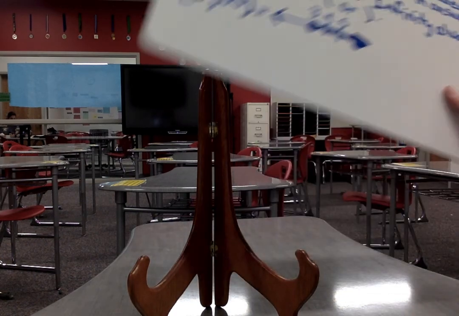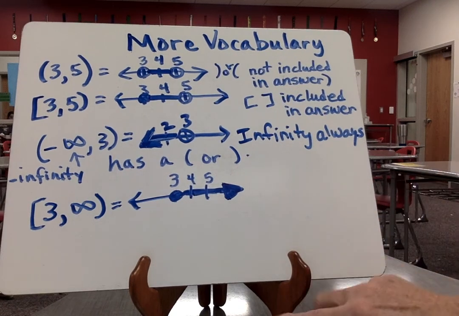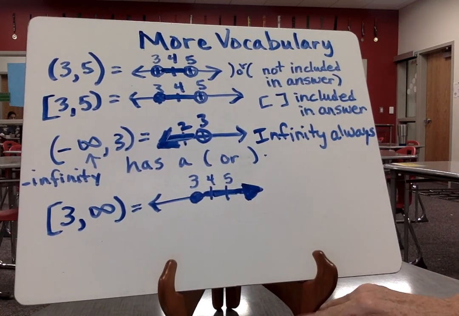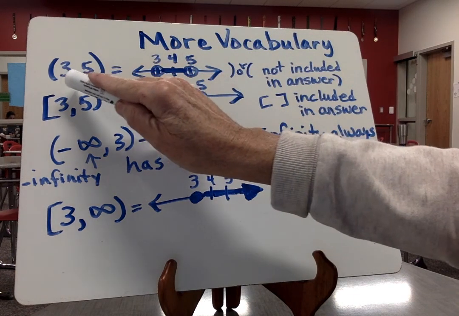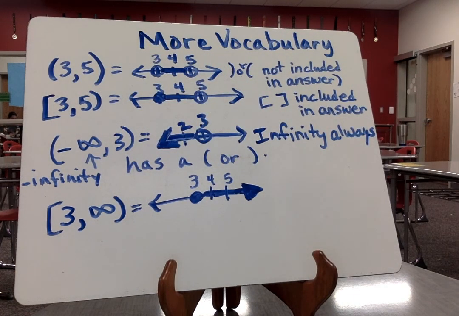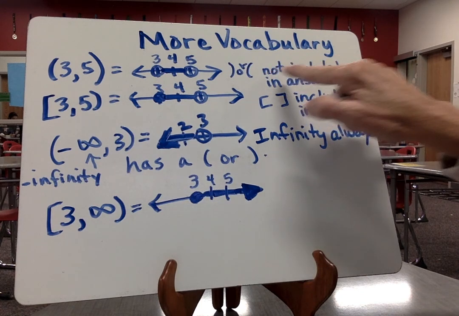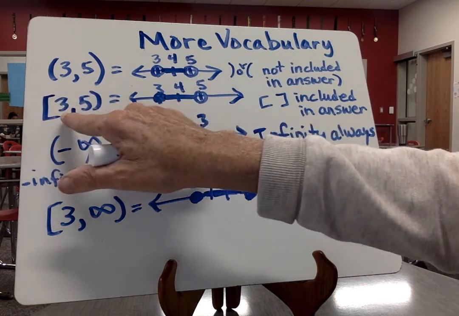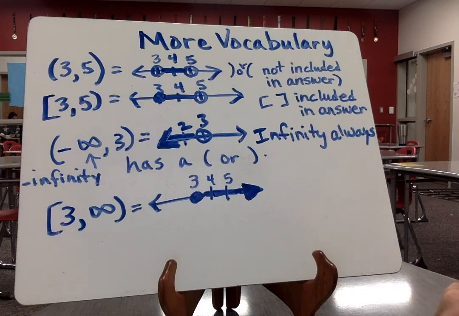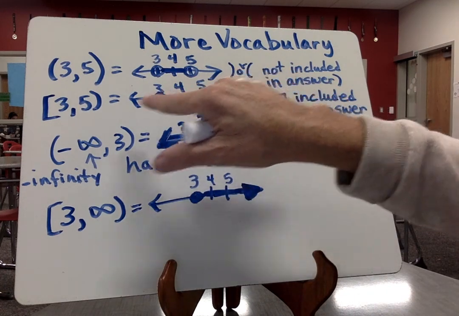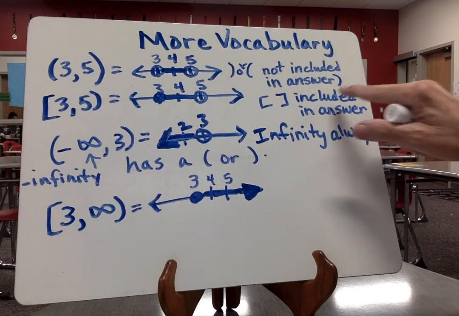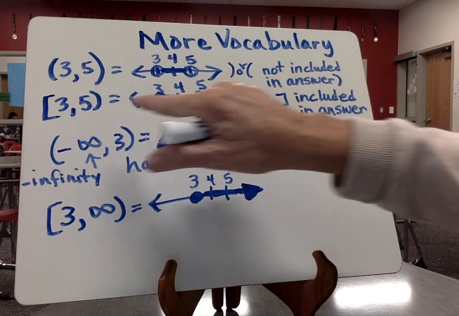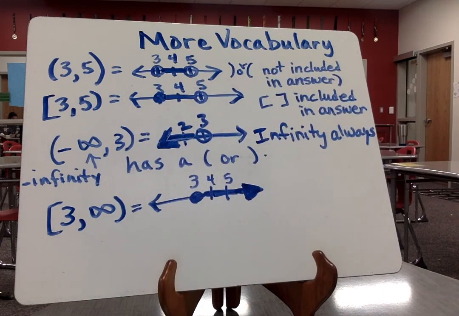Okay, next we have our vocabulary 2 here. Now this might be new for you. We have 3, 5 in parentheses. This is a new way of writing interval notation where the parentheses do not include the 3 or the 5, so they are not included in the answer. Now here's another way that has a bracket 3, 5 and a parenthesis. So 3 is colored in. The bracket means it's included in the answer. 5 is not included in the answer, and so it is right here.